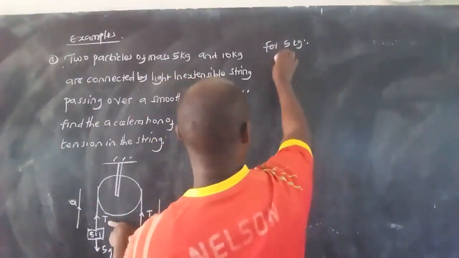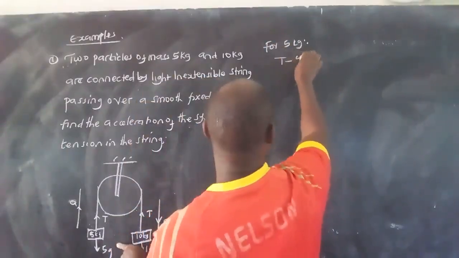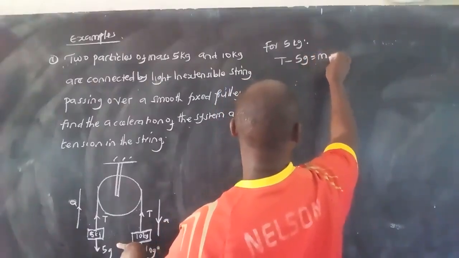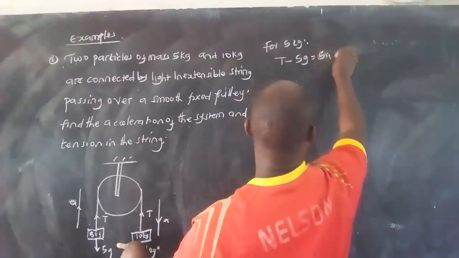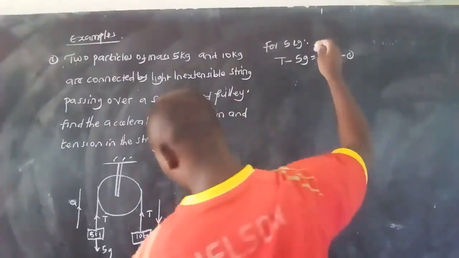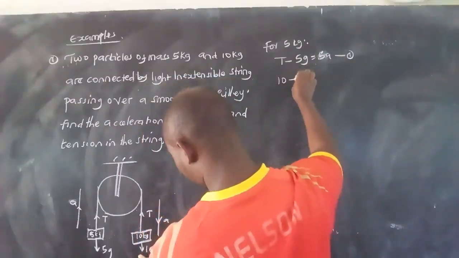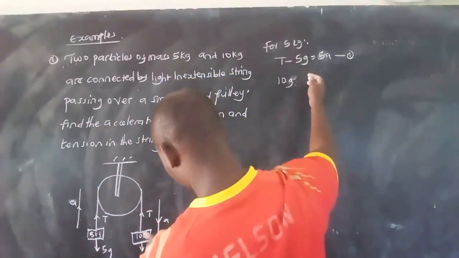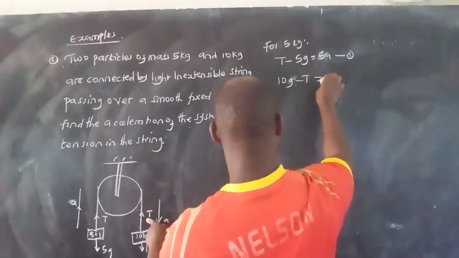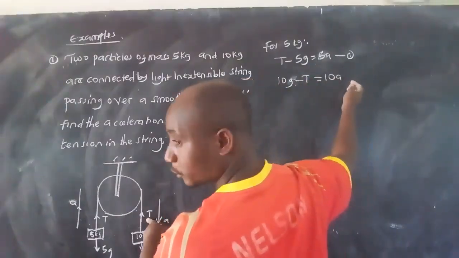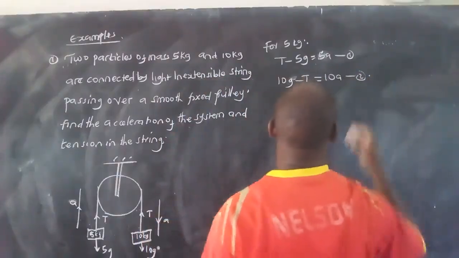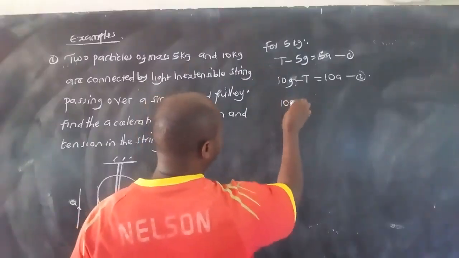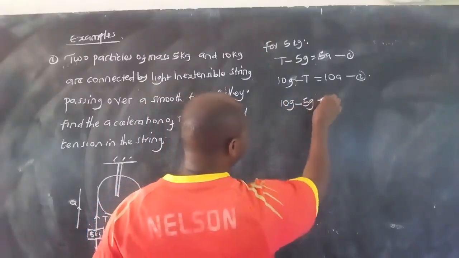It is going up, so T minus 5g is equal to ma, that's 5a. Equation 1. Then here we shall have this going down, that's 10g minus T, which should give us 10a, our force, which is the equation 2. So when you add these, it is 10g minus 5g.